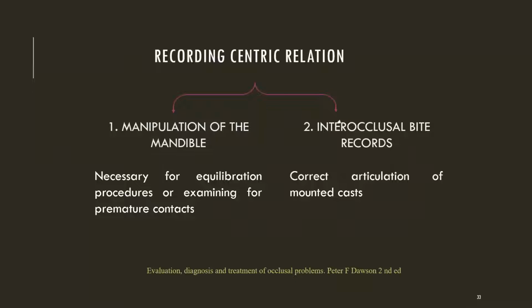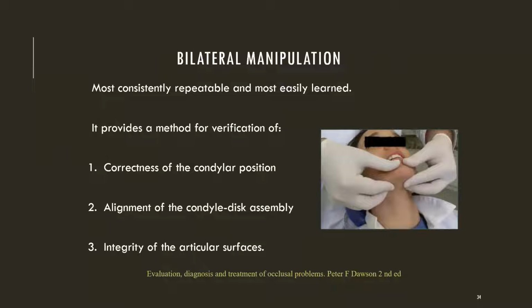So coming to recording the centric relation, it can be by manipulation of the mandible and by interocclusal bite records. First, coming to Dawson's bimanual palpation method. Dawson's bimanual palpation method is the most consistently repeatable and the most easily learned. It provides a method for verification of correctness of the condylar position, the alignment of the condyle-disc assembly, and the integrity of the articular surfaces.